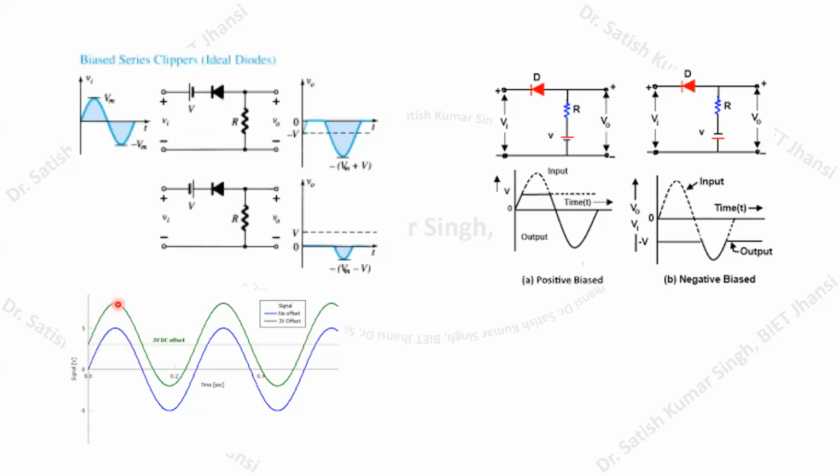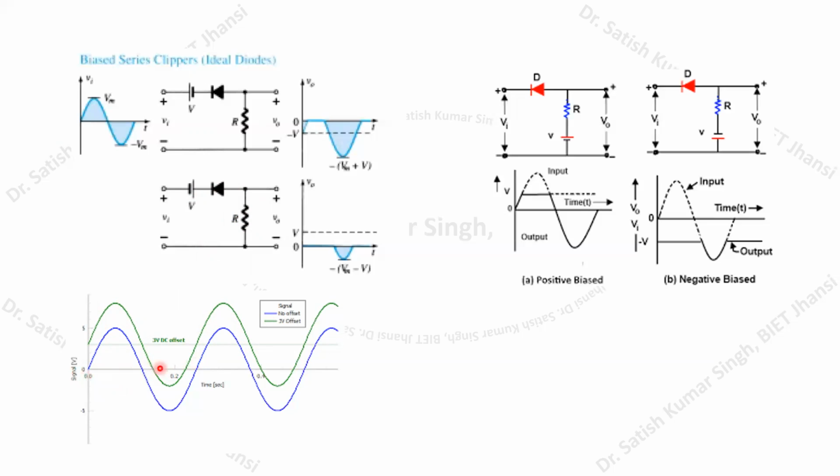Based on this waveform, we have to decide what portion is going to be passed and what portion is going to be clipped off. Simply, because this circuit is a positive series clipper with a bias, and this will be the effective voltage, you can see that this positive portion is going to be clipped off, all of this positive portion.